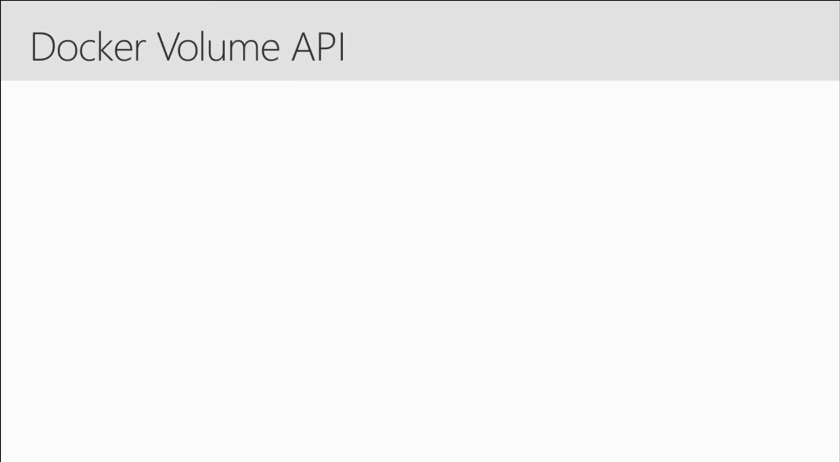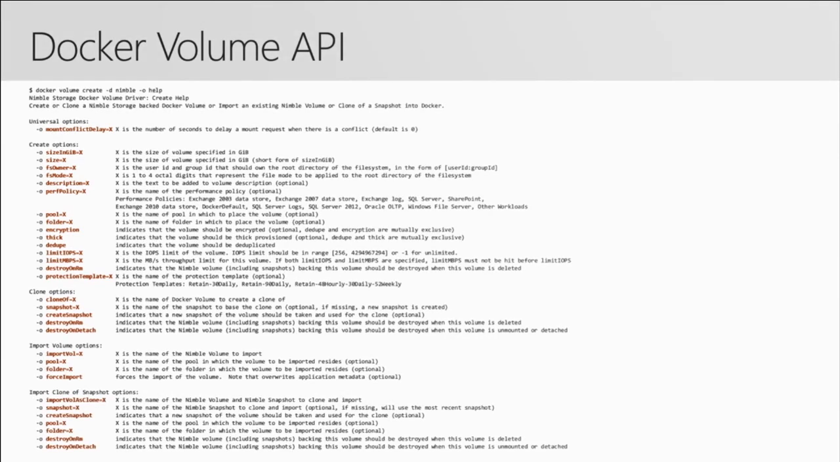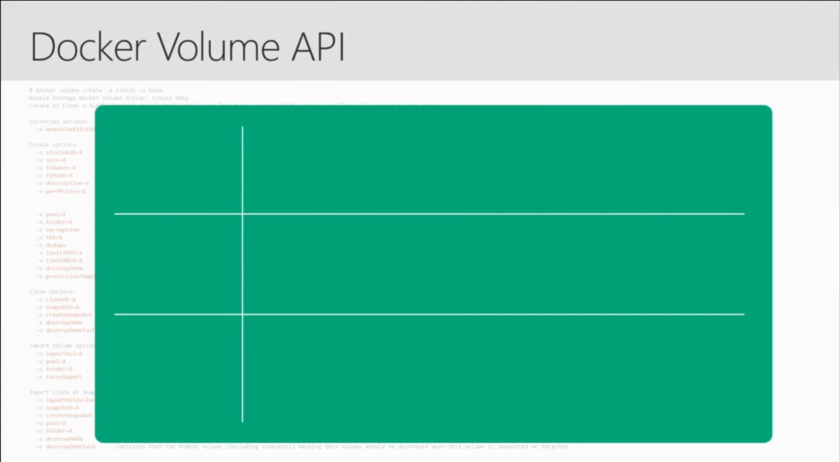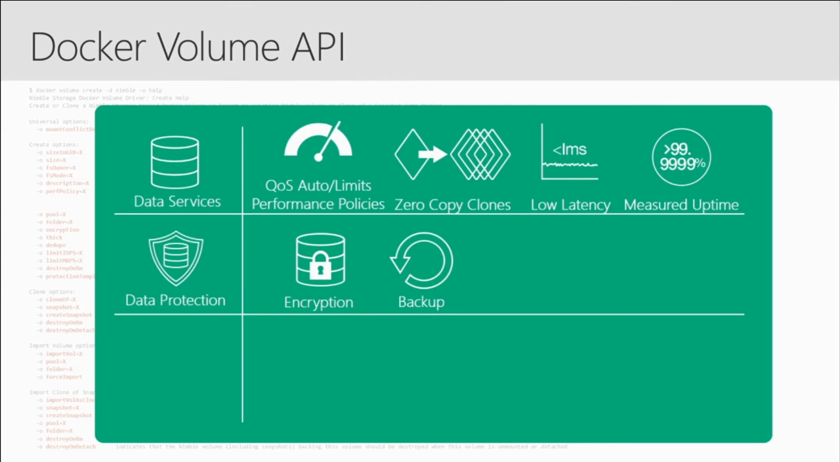The Docker Volume API has a lot of keywords that you can apply that are specific to your particular driver, right? You can specify the size and where you want to place it and so forth. And this is a lot of small text here, but I want to draw the bigger picture of what data services you can provide into these frameworks. On the data services side, you can provide QoS limits, define performance policies, and so forth. We have the ability to do zero-copy clones of volumes. We also have a very robust platform with low latency and 6.9s of measured uptime. And this is all available to containers as well.